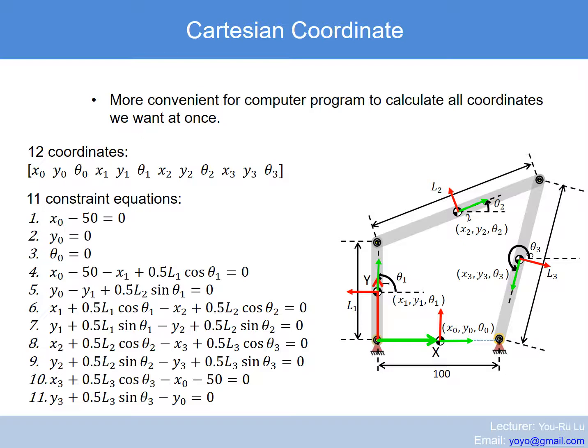The reason why we need to learn Cartesian coordinate is that it has all the coordinates we want to analyze, and we can determine all these coordinates at once. And by the way, the constraint equations when using Cartesian coordinate can also be applied to dynamic analysis. That's why we usually use Cartesian coordinate when analyzing 2D mechanism.